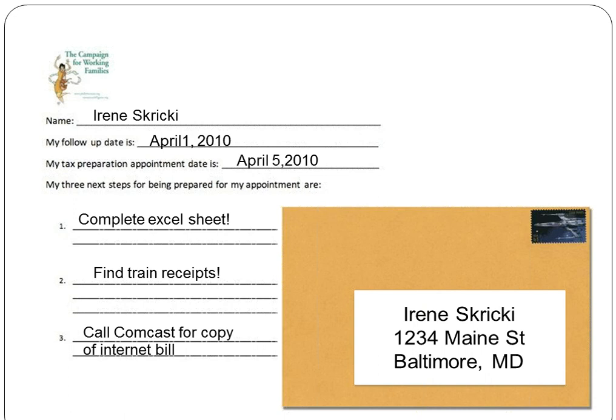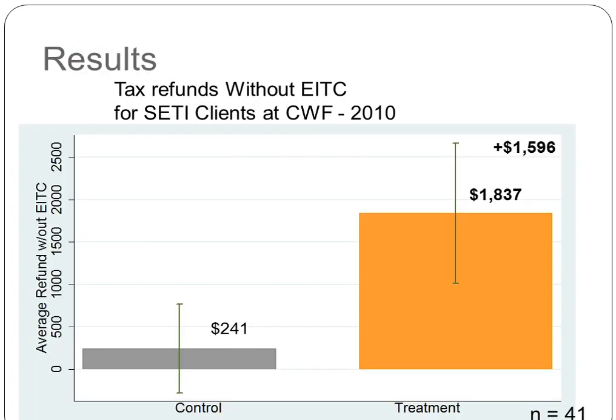And then the other 2 things were things that they had to think about what they were going to do to prepare. And then we folded that up. They left that with us. And we sent it back to them about a week before their appointment. Next slide. And so when we sent it back to them, that was essentially working as a reminder to them.